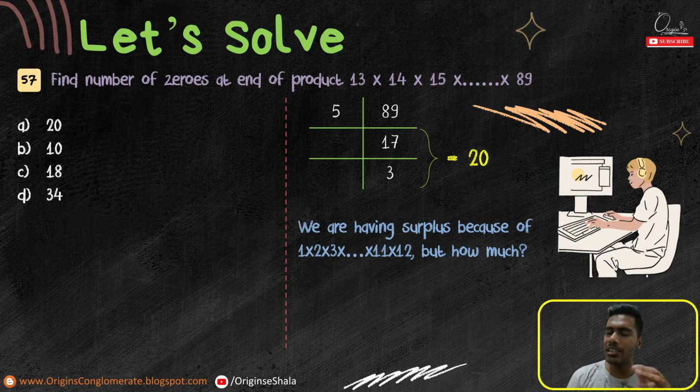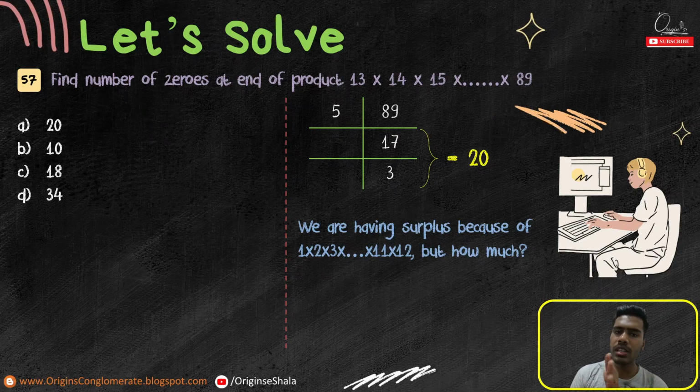But we are not exactly looking for 89 factorial. What we are looking for is 89 factorial, but without 12 factorial. Isn't that one way to put it? What we have done here, we have just removed 1 into 2 into 3 all the way till 11 into 12 from this series. That's what it is. So I just need to remove the surplus from this 20.